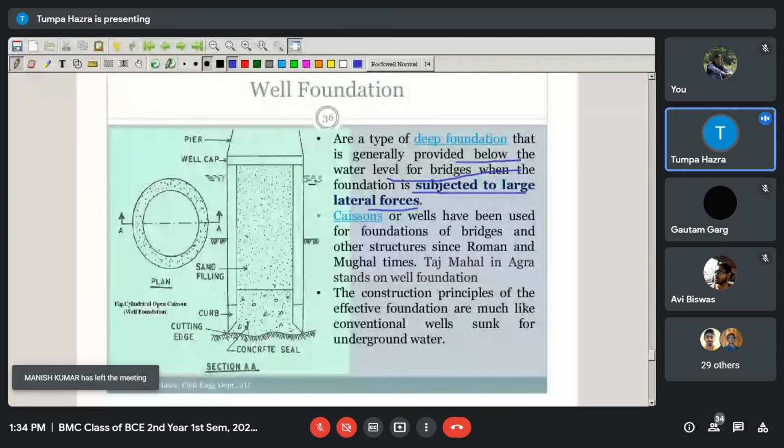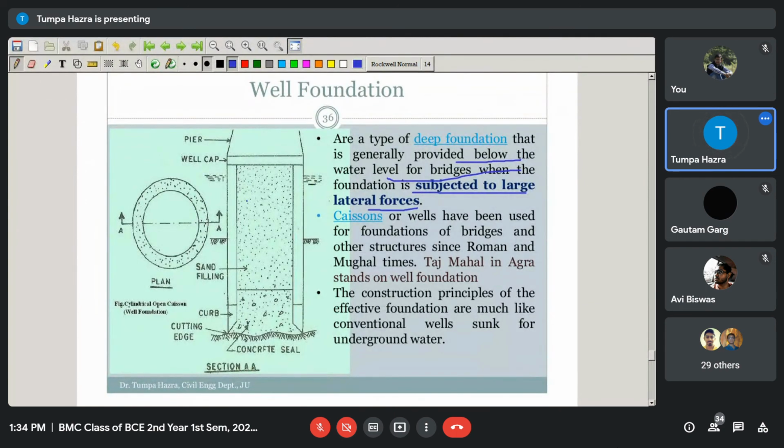And the construction of a well foundation is quite similar to the construction of a simple well for the abstraction of water. If you want to construct a well foundation for a bridge in a water body, then what you have to do, there is water, so you have to first construct a coffer dam.